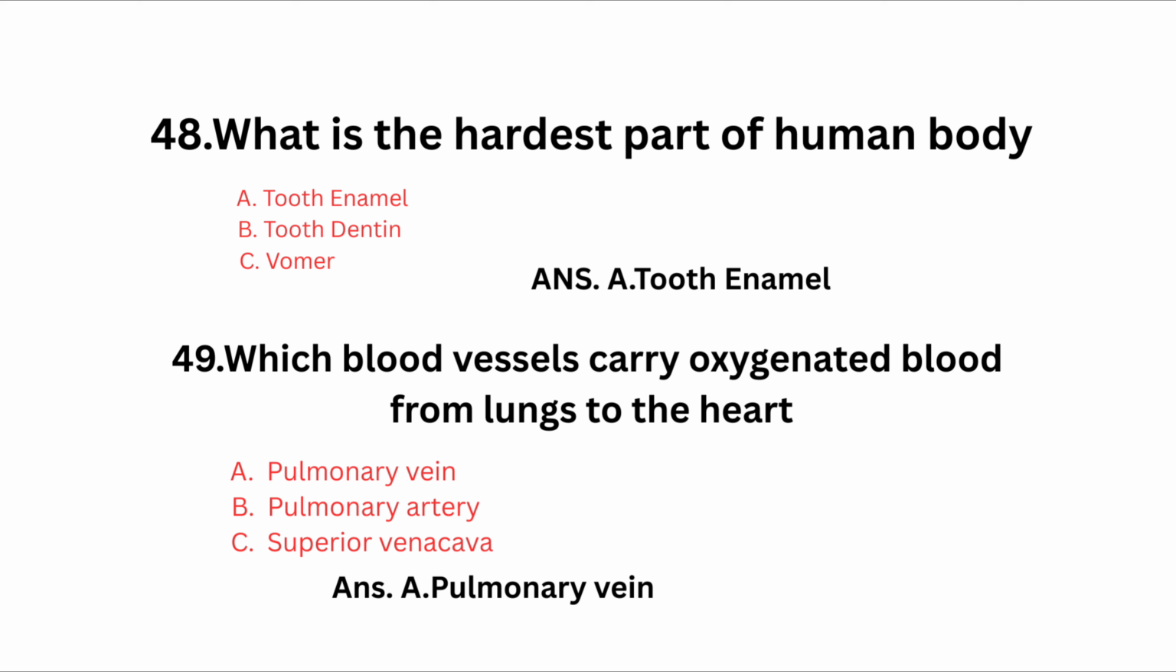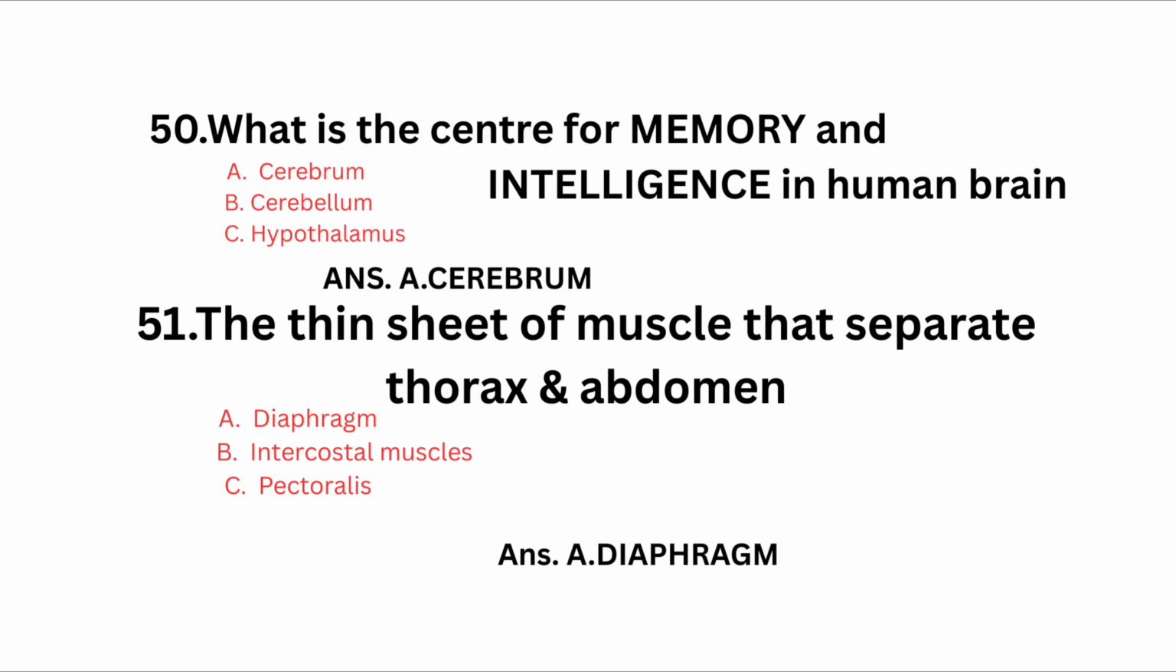49. Which blood vessels carry oxygenated blood from lungs to heart? A. pulmonary vein. B. pulmonary artery. C. superior vena cava. Answer is A. pulmonary vein. It's a complex question. It's a pulmonary vein which carries oxygenated blood.